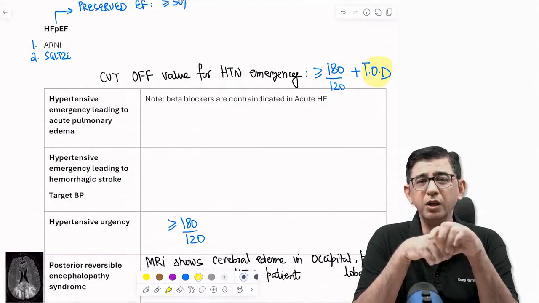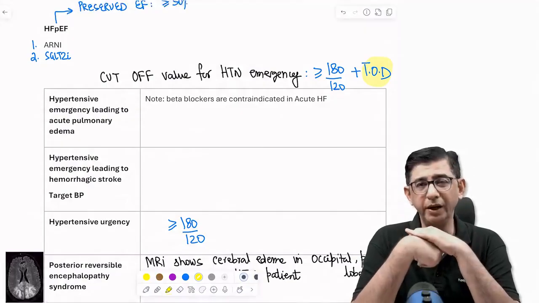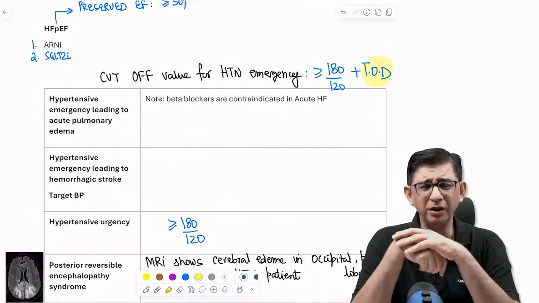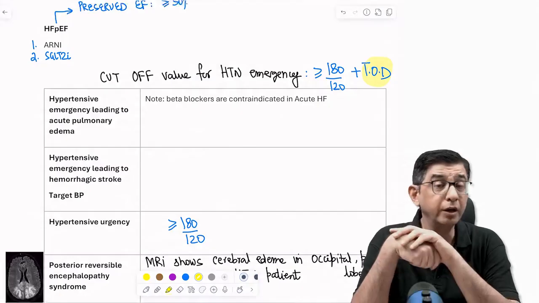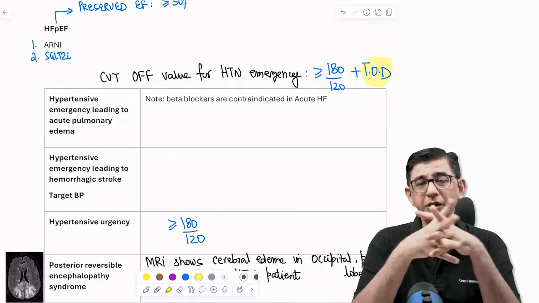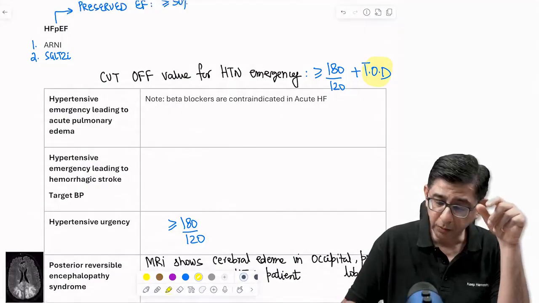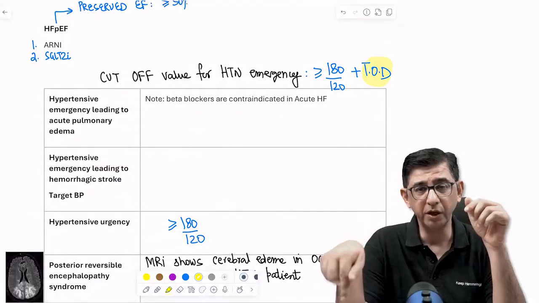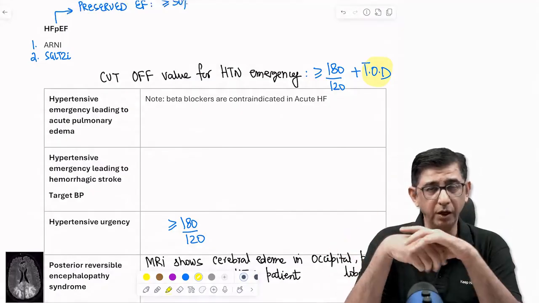Let's see if you've understood me. Suppose a patient came today, his BP was 160 by 120 and he had a brain hemorrhage. Then would you call it an urgency or would you call it an emergency? You're going to call it an emergency, right? It is not the mathematical value of blood pressure. It is the presence or absence of target organ damage that is more important.